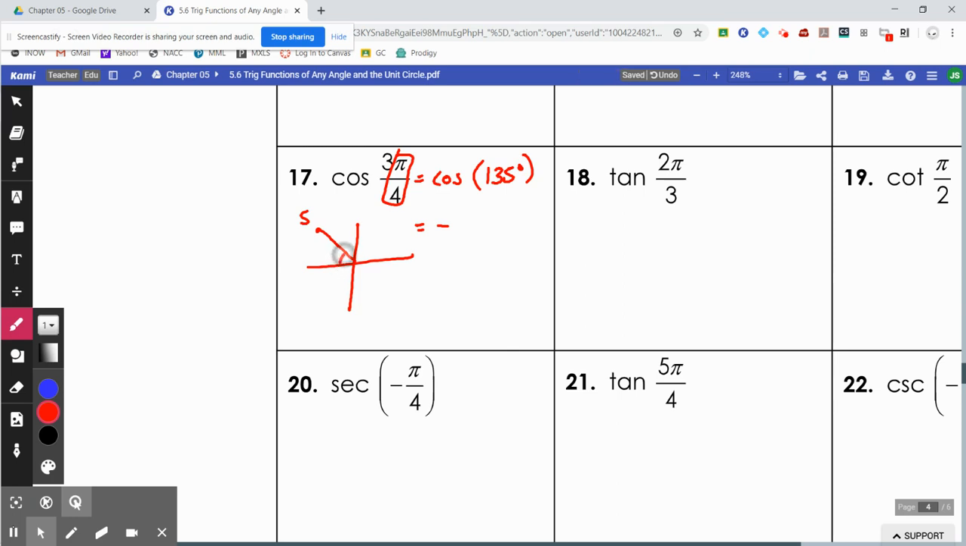Your reference angle is how far you are from the x-axis. That is a 45-degree angle. So therefore, instead of 135, let's find the cosine of 45, which is root 2 over 2. So final answer, negative root 2 over 2.